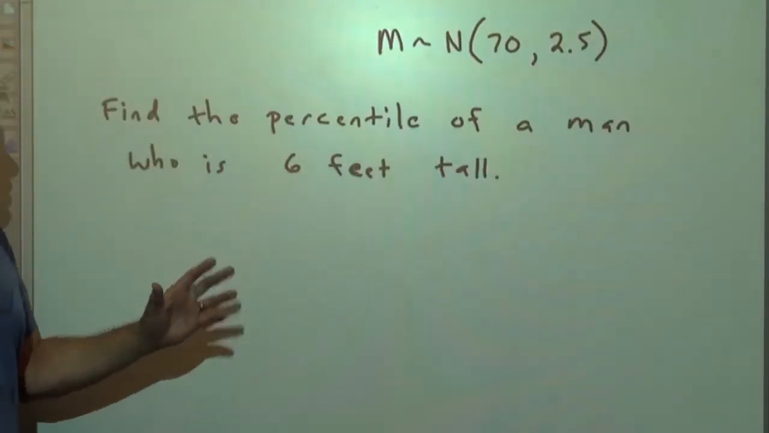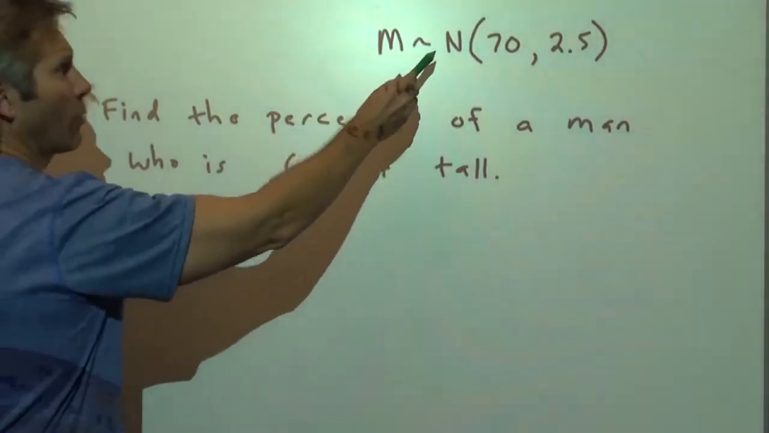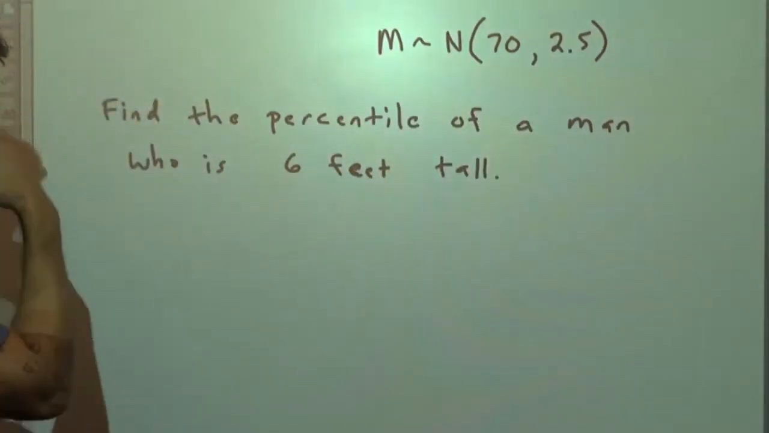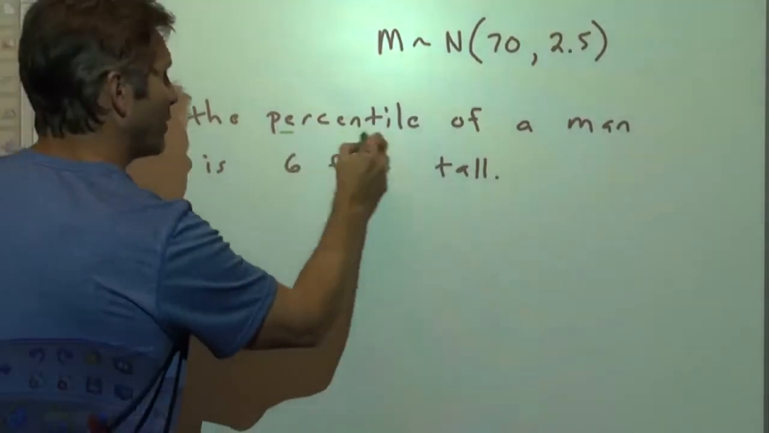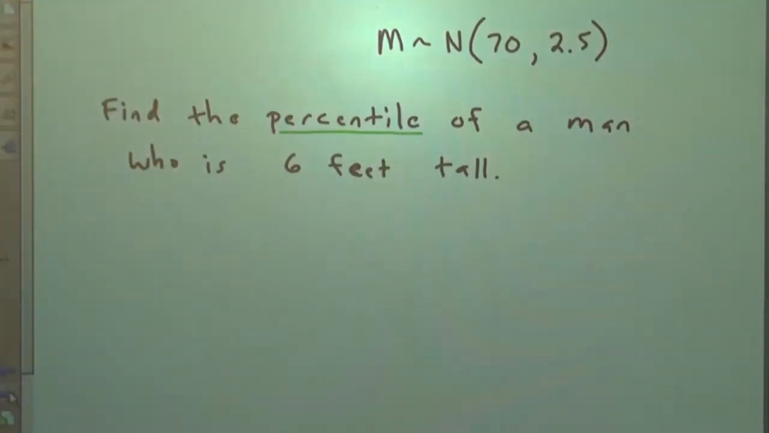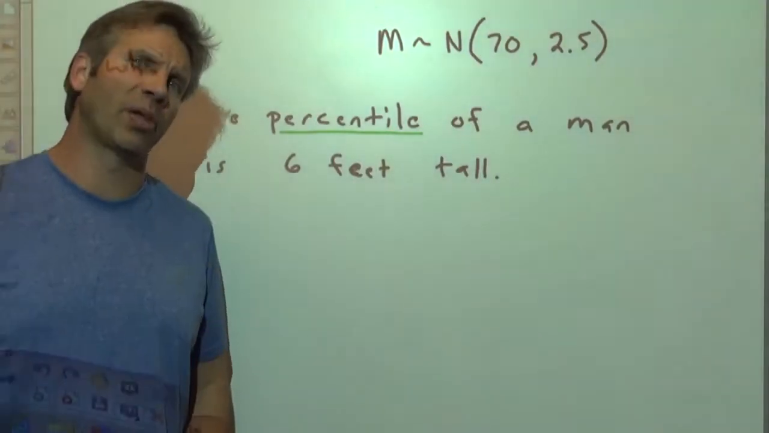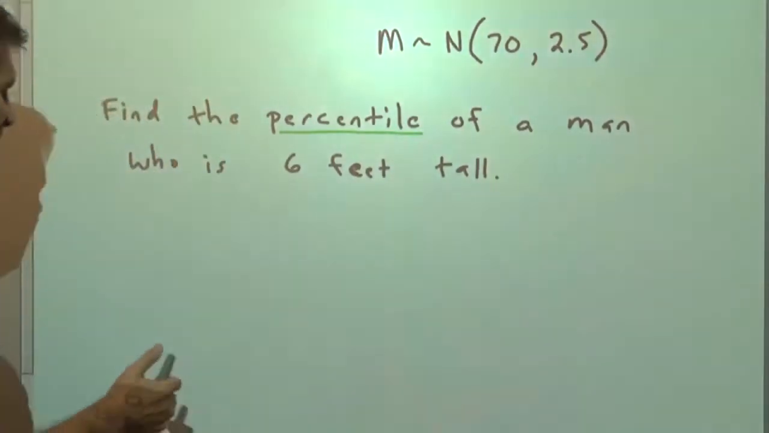Now let's shift gears. Let's say we have a distribution of men's heights normally distributed with a mean of 70 inches and also a standard deviation of 2.5 inches. Let's find the percentile of a man who's 6 feet tall. In other words, what percent of all men's heights are below that height of exactly 6 feet tall?